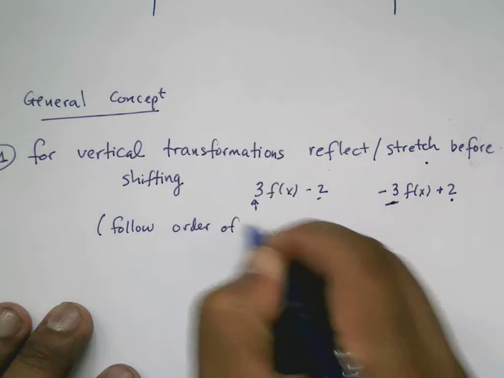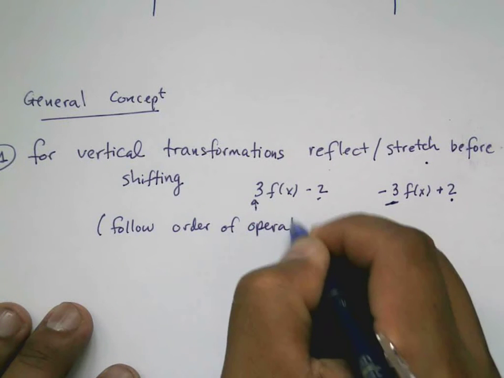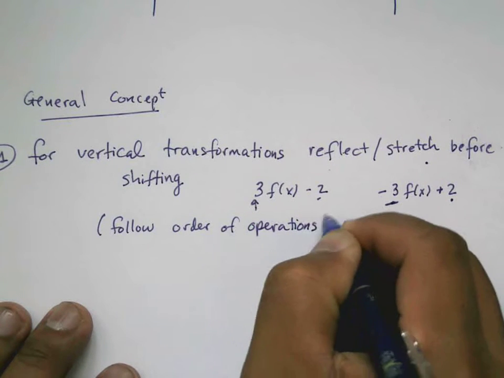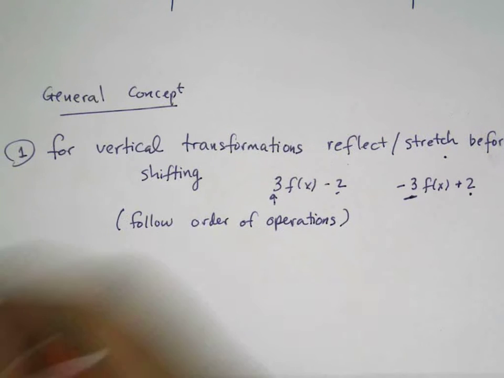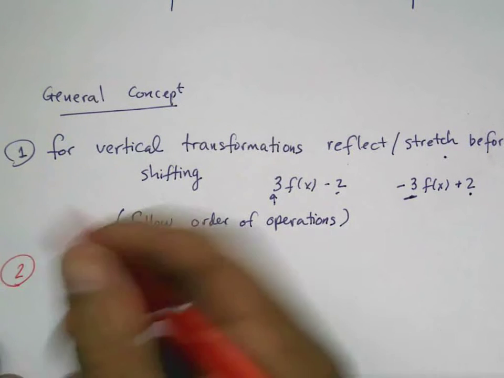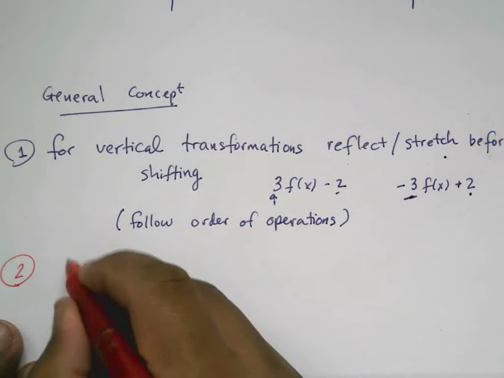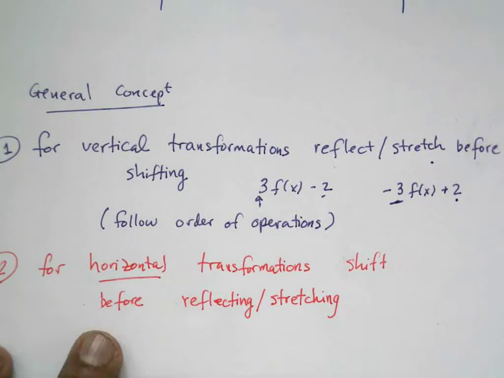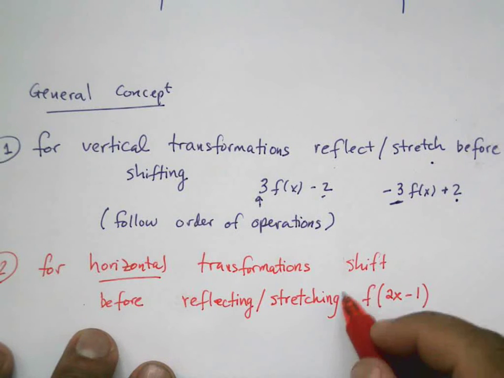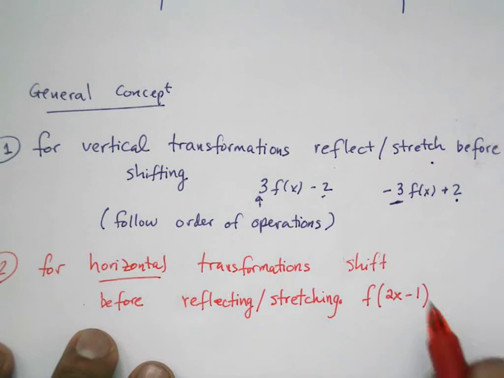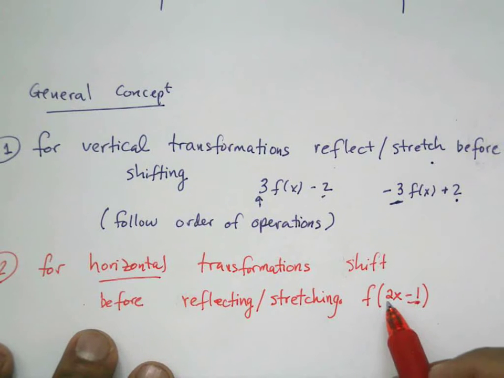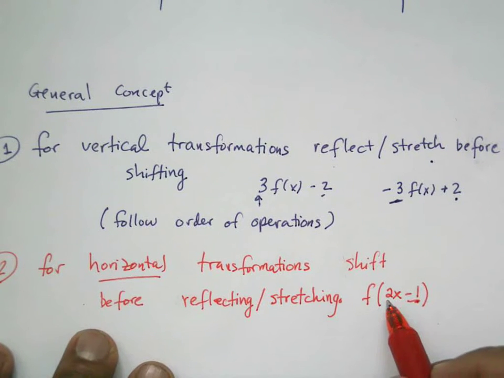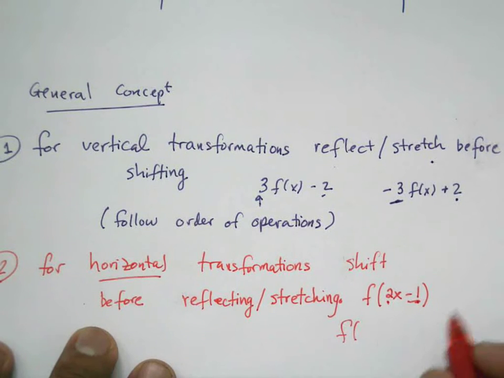Okay. The second general rule is for horizontal transformations, we want to shift before we do reflecting and stretching. So for example, in this case here, we would want to do the shifting first, so shift this part first before we do the stretching and shrinking. Okay. Also, in the other example, what we saw was negative x plus 2, so we actually wanted to shift this part first before we did any of the reflection.